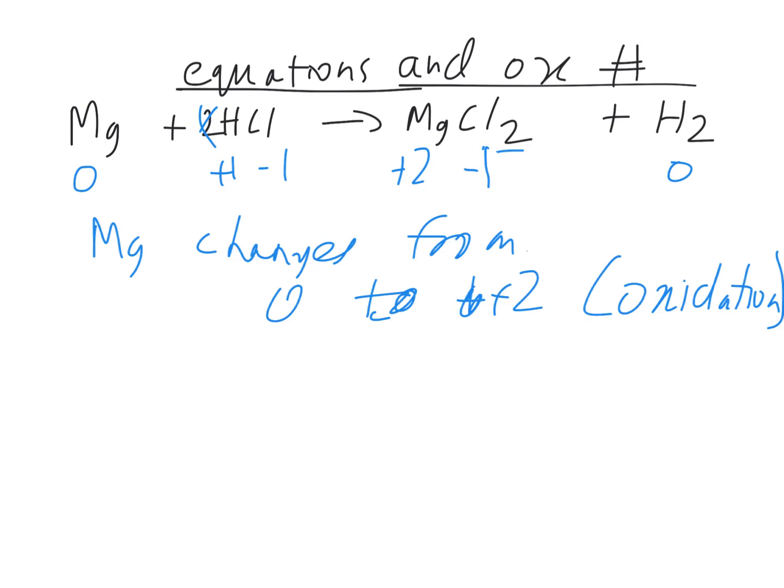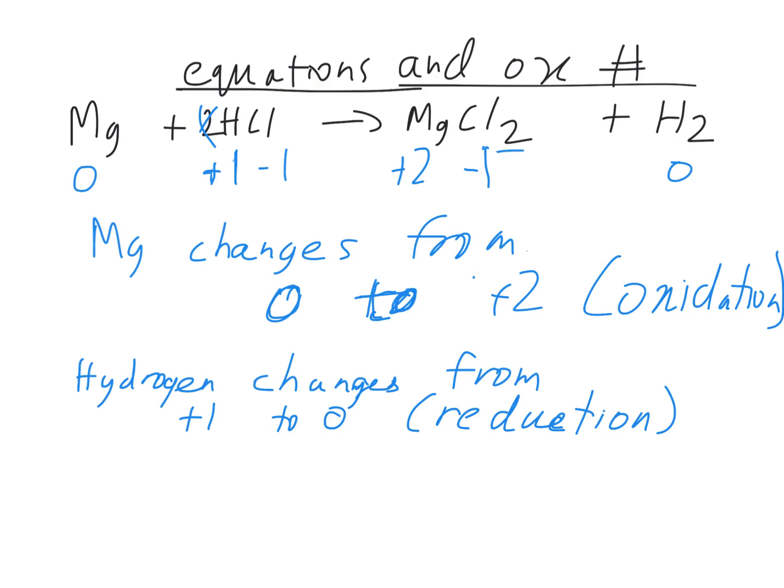So when oxidation number increases, you've got an oxidation reaction. On the flip side, hydrogen changes from +1 to 0, and because of that, hydrogen is said to be reduced. Hydrogen is undergoing reduction. So magnesium is being oxidized, hydrogen is being reduced. You could take this a step further and also say that magnesium is the reducing agent, because magnesium is getting oxidized, it's enabling hydrogen to get reduced. So magnesium is the reducing agent. Hydrogen is the oxidizing agent. It is enabling magnesium to get oxidized.